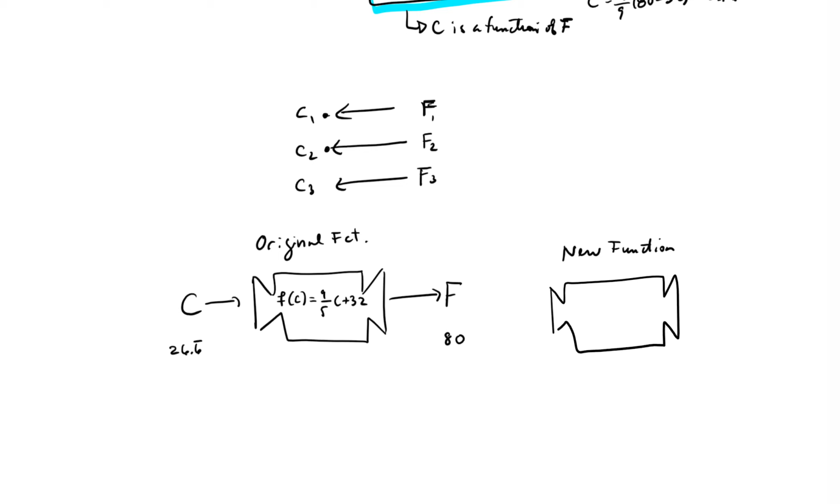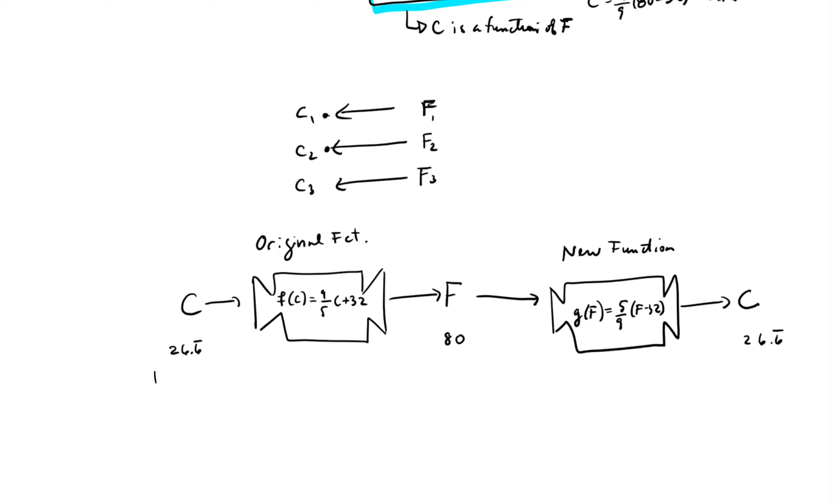Now our new function, you can call it g. You feed it Fahrenheit and then it outputs Celsius. And it's this one. So you can feed it Fahrenheit and it outputs Celsius. If you feed it 80 Fahrenheit, it's going to output 26.6 repeated Celsius, exactly.